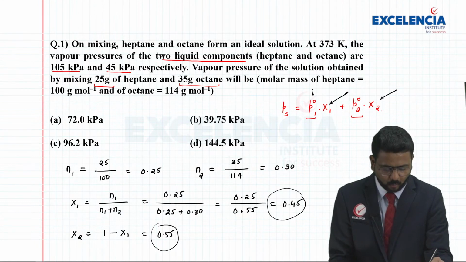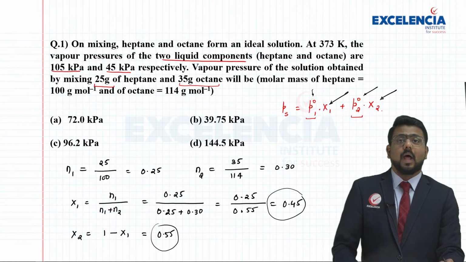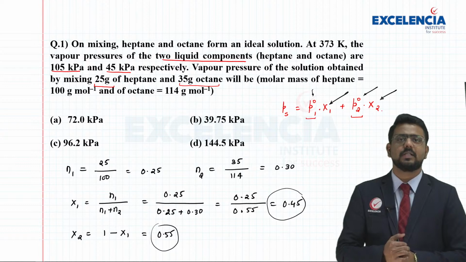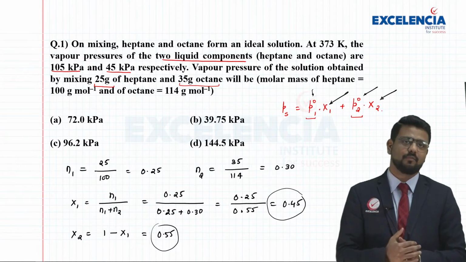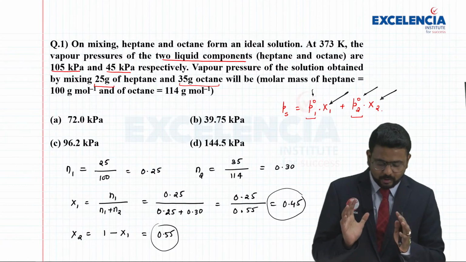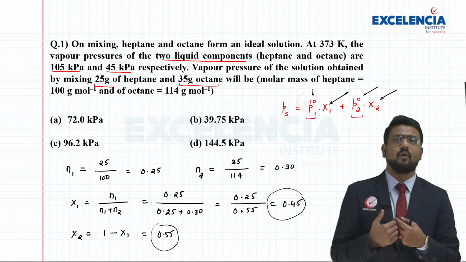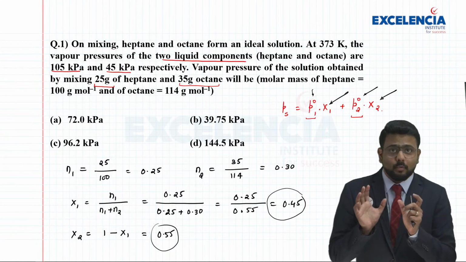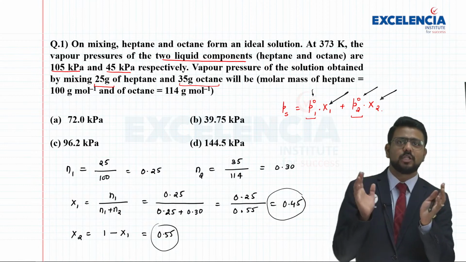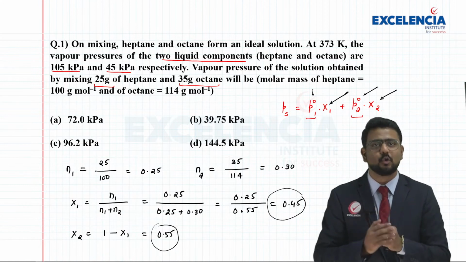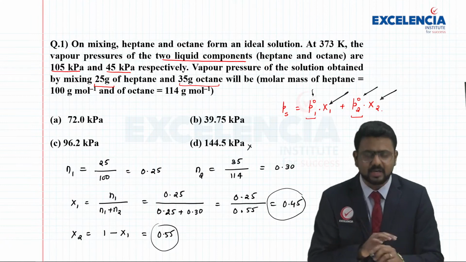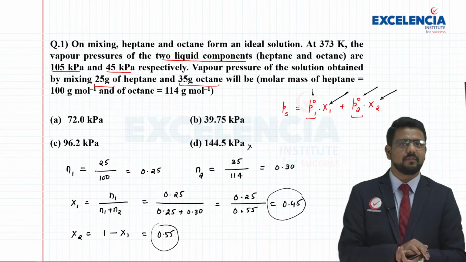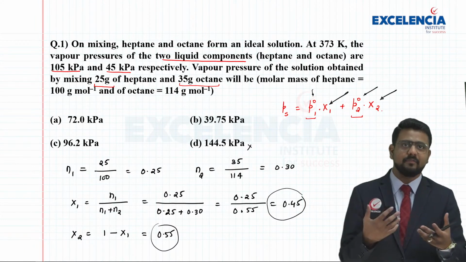We already know P1⁰ and P2⁰. Now if you look at the options, you have 72 kilopascals, 39.75 kilopascals, 96.2 kilopascals and 144.5 kilopascals. First and foremost, the individual vapor pressures are 105 and 45, so the overall vapor pressure of the solution should be contained within these two limits. So option D is definitely out of question. It cannot be the answer. 72, 39.75 and 96.2 definitely fall in between.